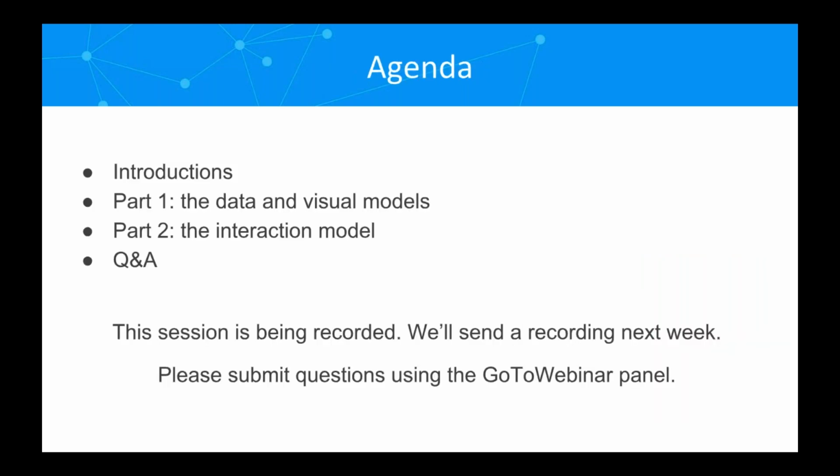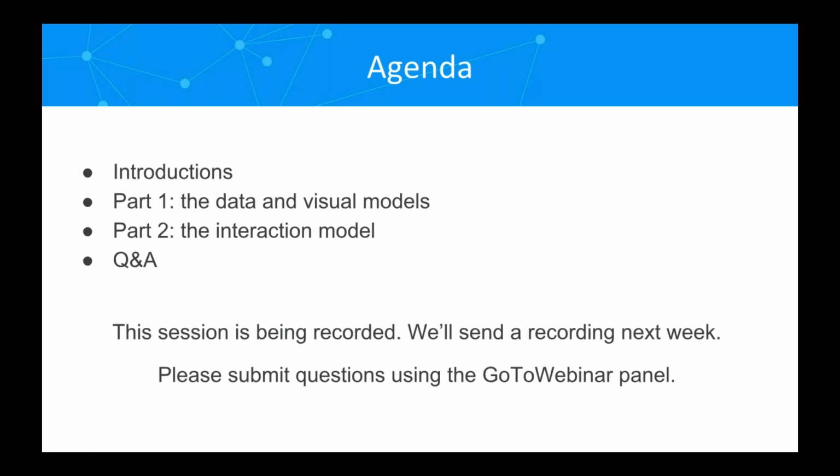So this is the plan for the day. We're going to split the webinar into two parts. In the first part, we're going to talk about the data and the visual models, and in the second part, we're going to talk more about interaction. So there's visualization and then there's interactive visualizations, and we want to talk about both aspects. That'll take probably around 35-40 minutes, and then we'll finish up with Q&A. So please do send in your questions. There should be a GoToWebinar panel where you can click the questions button and send questions in for Joe or for Christian, and we'll take those questions as they come at the end.